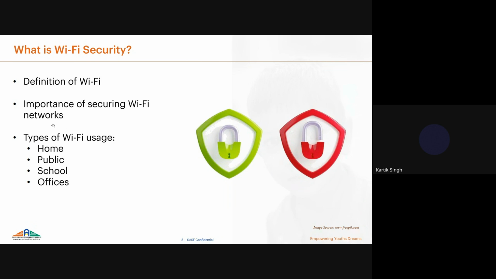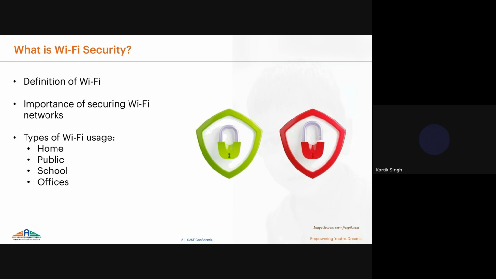Now, what is the importance of securing Wi-Fi networks? If Wi-Fi networks get breached or compromised, all the data that is going through that network can be seen or intercepted. That is not good, it will make us vulnerable, and all the data going through that network will be breached. So that is the importance of securing Wi-Fi networks.